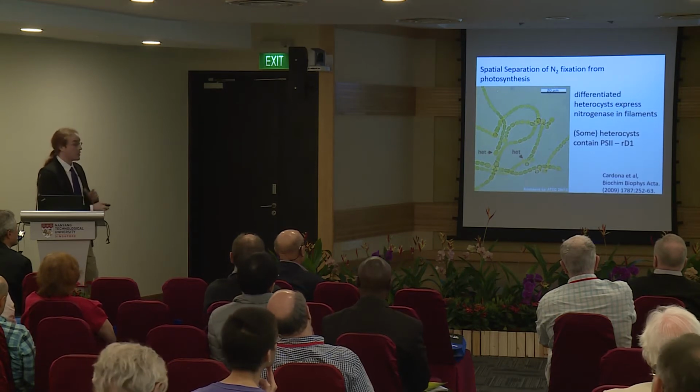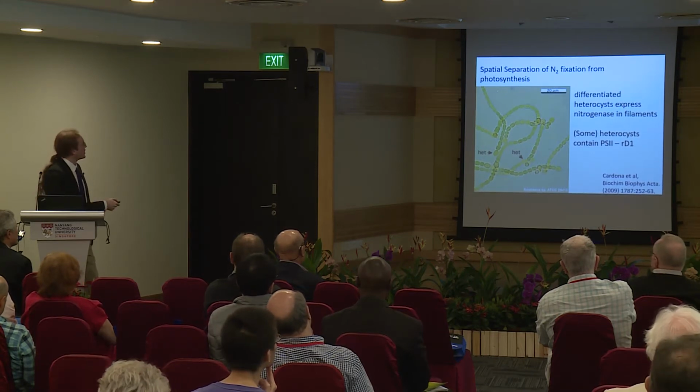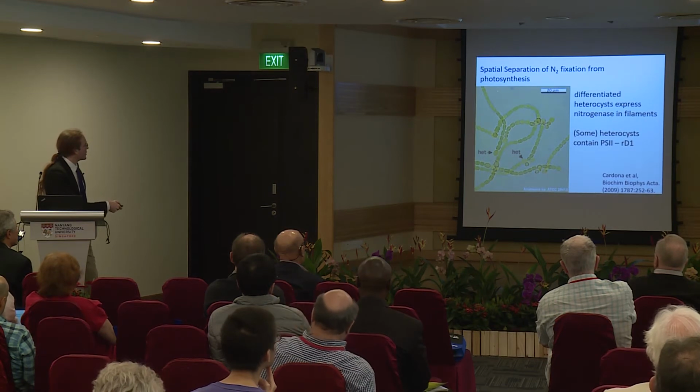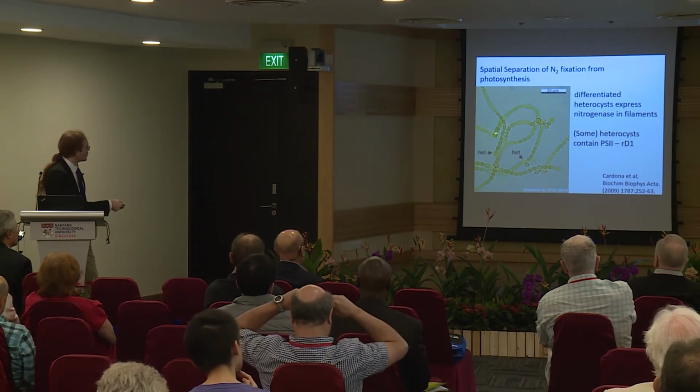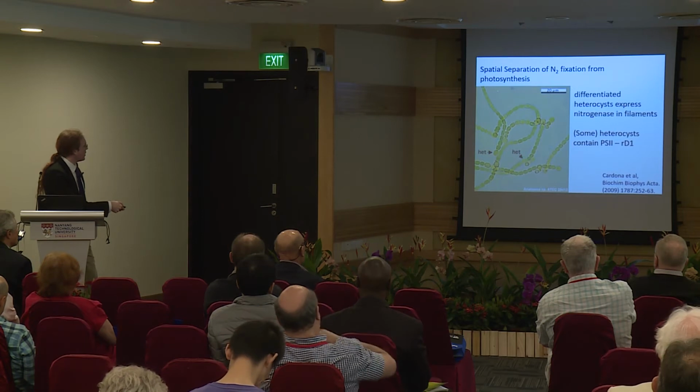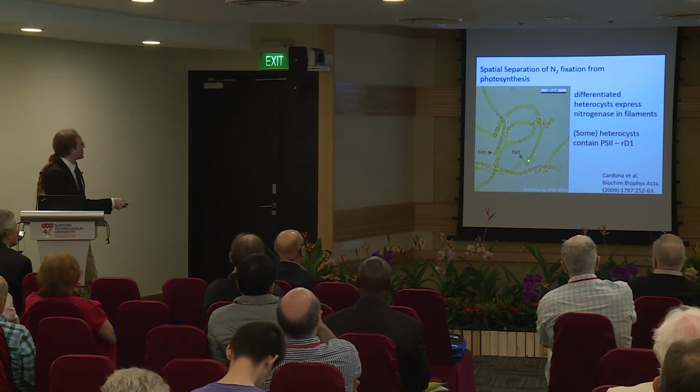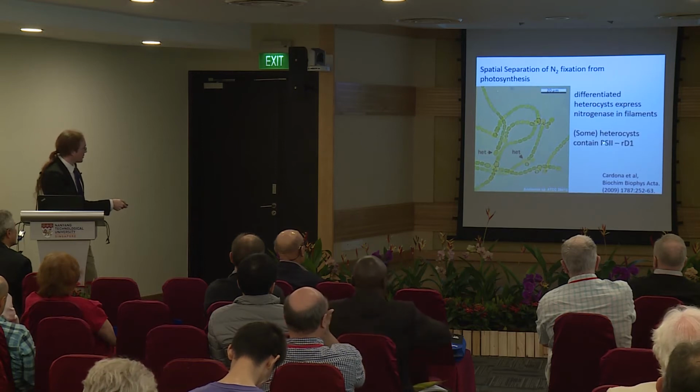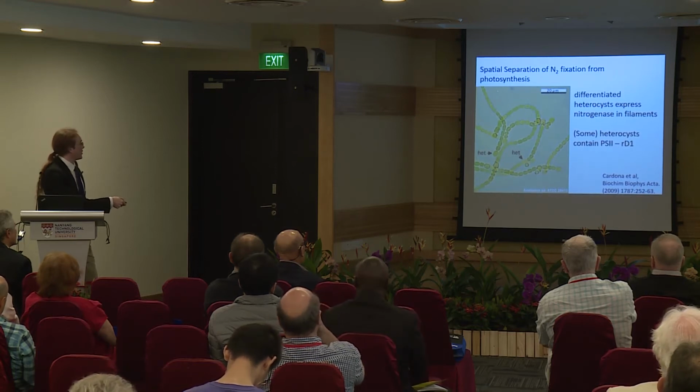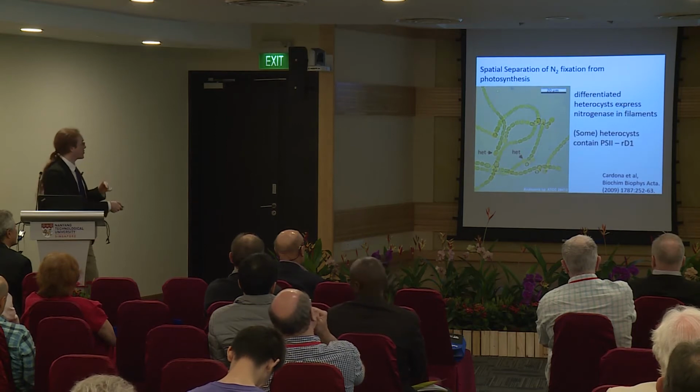Another thing that cyanobacteria do is they spatially separate nitrogen fixation from photosynthesis. So they make differentiated cells called heterocysts. But Tanai Cardona showed that some of these do in fact contain PS2 genes, and some of these have a rogue D1. So it might be that these, under some conditions, heterocysts will express a PS2 and then turn it off with this sequence.